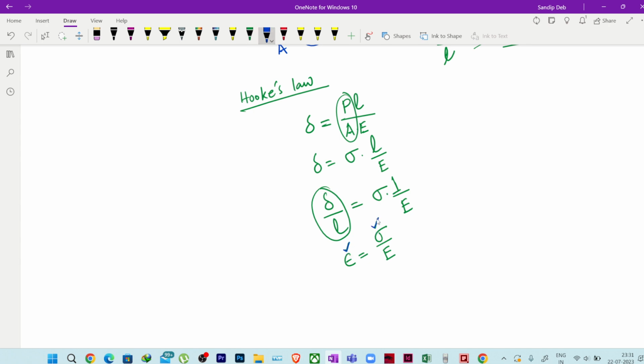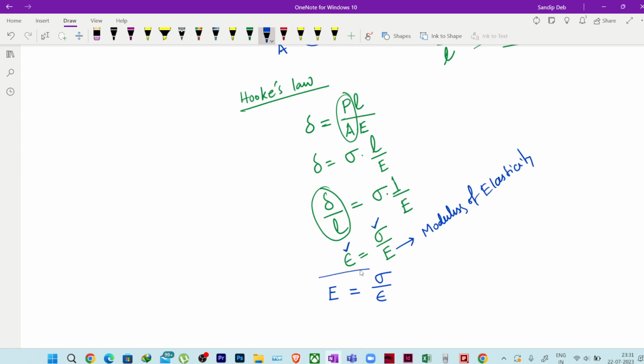These two definitions we know, but we need to find this E, which is my modulus of elasticity. So how can we define it now? We can easily define it now. So if I want to find modulus of elasticity E, it will become stress by strain.